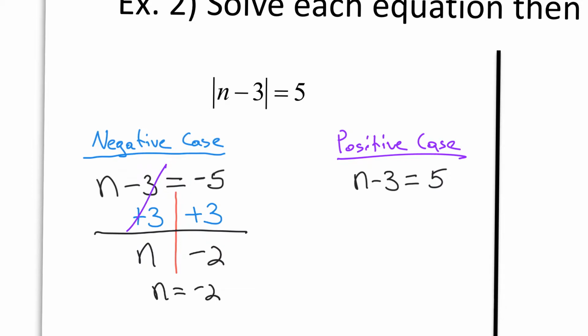For the positive case, I'm going to draw the line under the equal sign. I'm going to add 3 to both sides, which is the opposite of the constant. A minus opposite is plus. I'm going to cancel those 3's right there. And when I cancel, I'm going to get n on one side and 8 on the other side. So n equals positive 8.